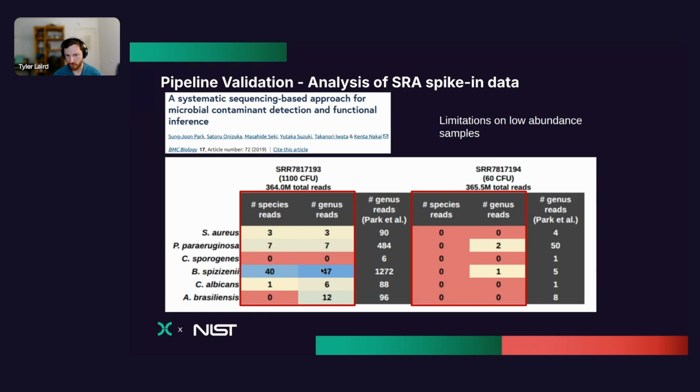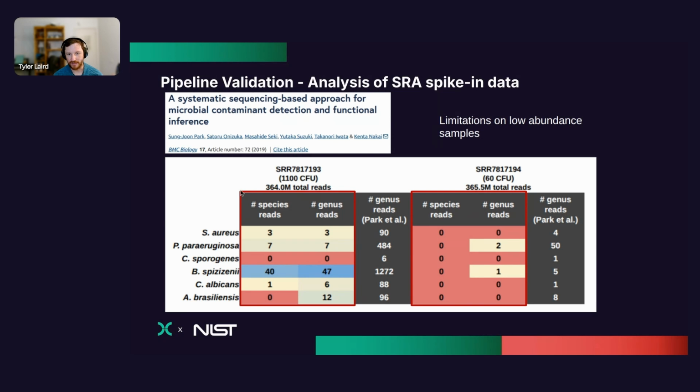And this table shows the breakdown of those reads that were detected and classified to these taxa at the species and genus level for VARITAS, which is boxed in red, and also the number of genus reads that were classified according to the Park et al. analysis and the particular pipeline they used.